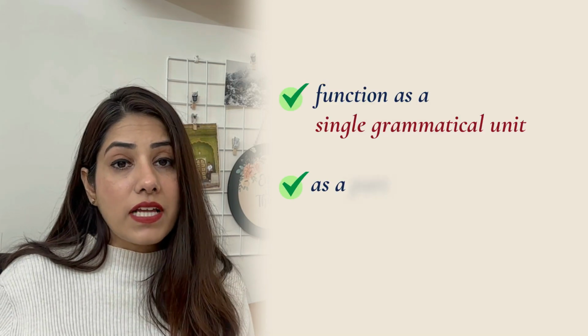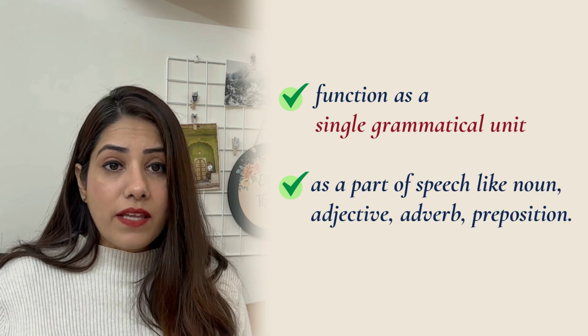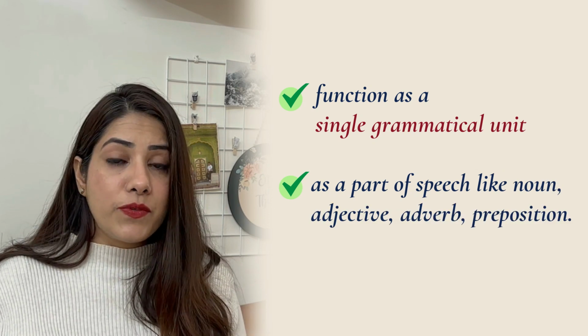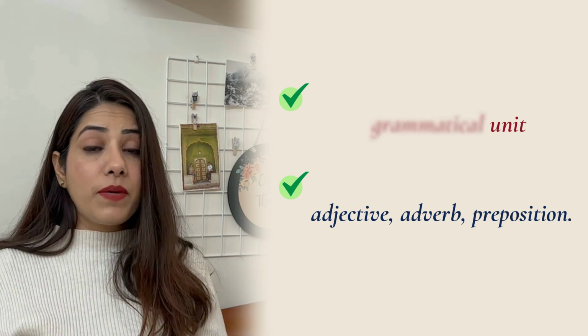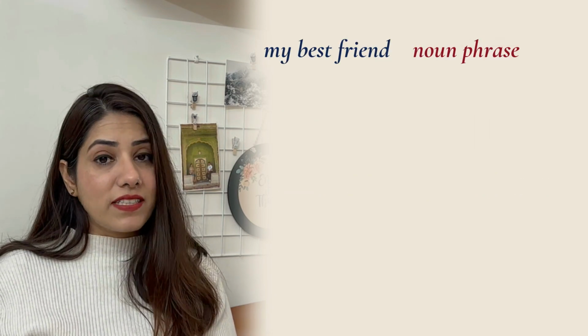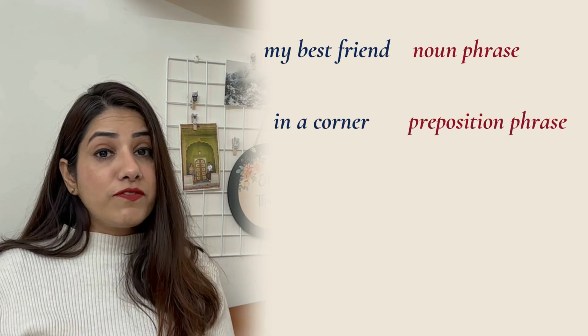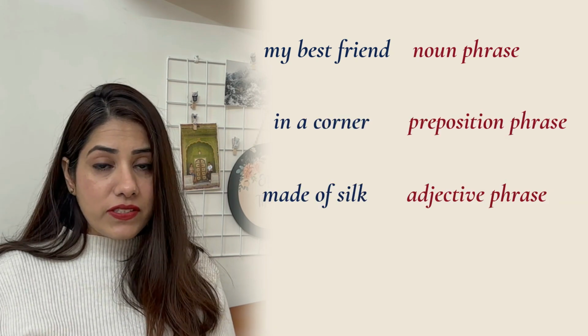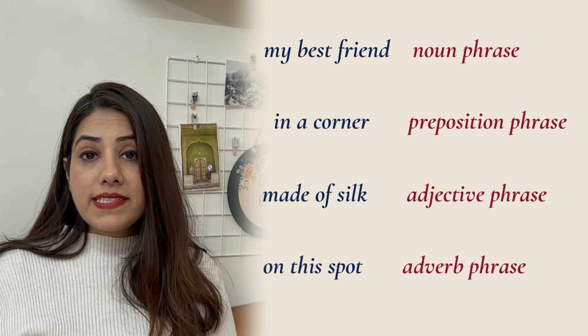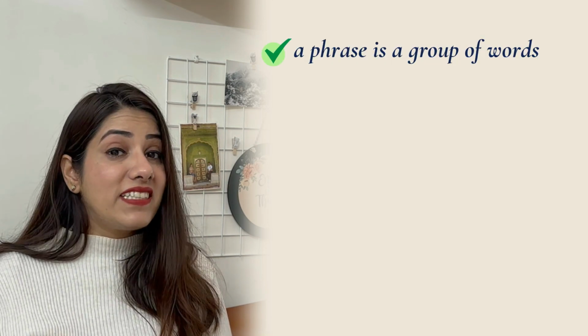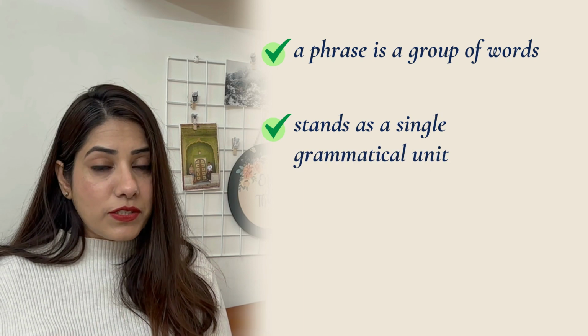The important thing here is that these phrases function as a single unit, as a part of speech, like noun, adjective, adverb, preposition, as in my best friend, functioning as a noun phrase, in a corner as a prepositional phrase, made of silk as an adjective phrase, on this spot as an adverb phrase. So what do we learn from this? We learn a phrase is a group of words that stands as a single grammatical unit.